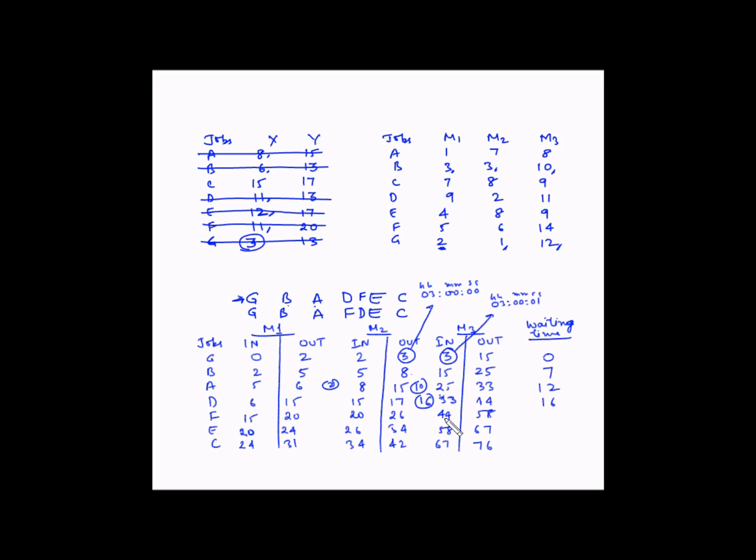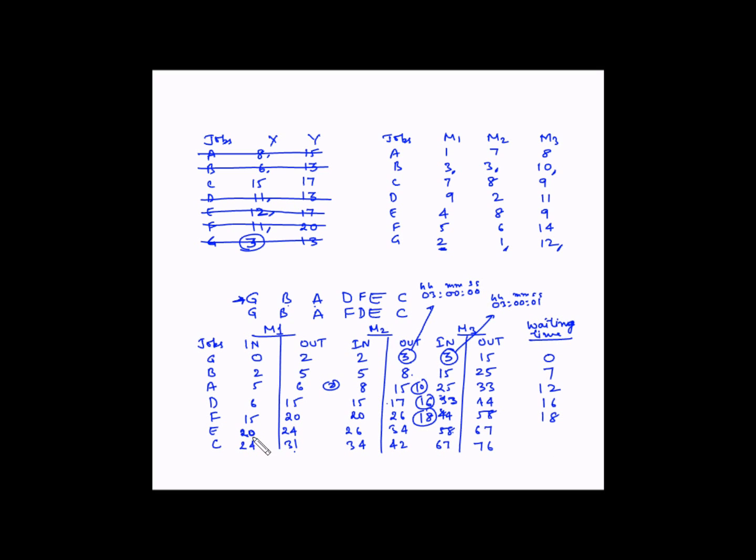And then it has to wait till the 44th hour to go into M3. So the wait time is 44 minus 26. This is 14 minus 6 is 8. This cancel 3. 3 minus 2 is 1, 18. So wait time is 18.